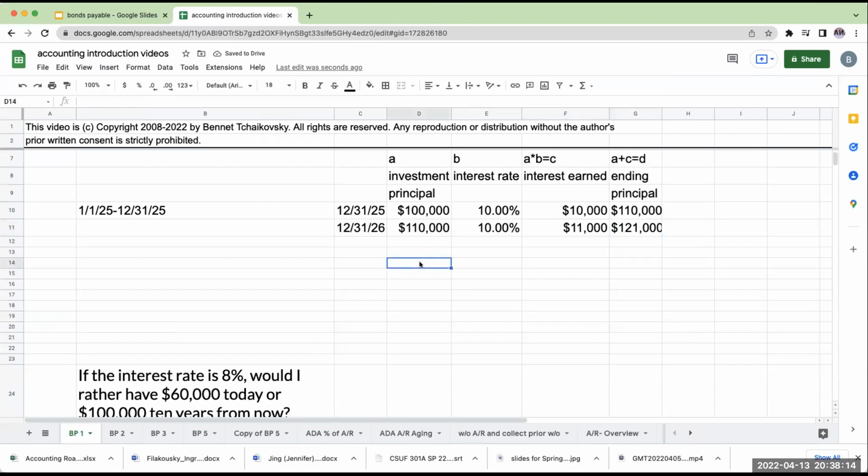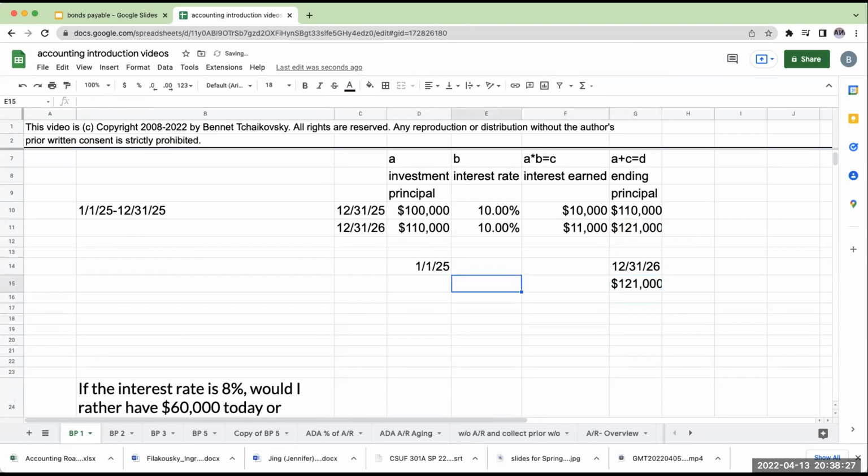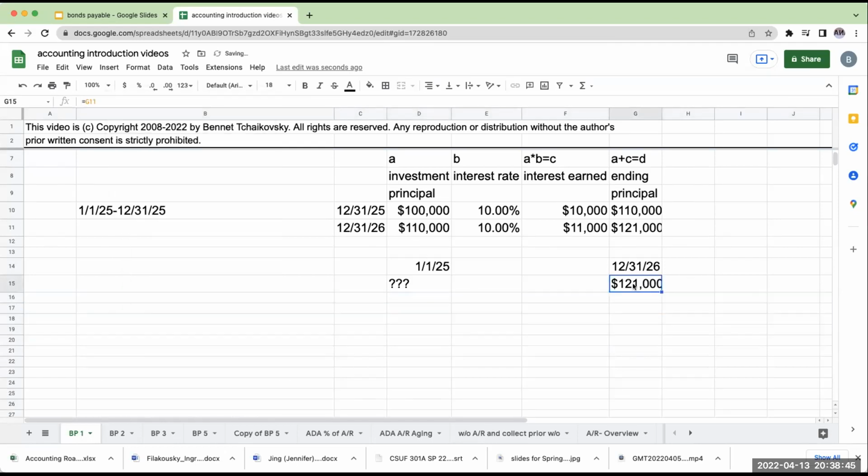So if we were asked, if on 1/1/25 we're going to be paid $121,000 on 12/31/26, what is that amount going to be worth today? Well, we know at a 10% interest rate, it's going to be worth $100,000, but that's not why we're here. How could we figure out what that future amount is going to be worth to us today? The way we're going to do it is with present value.